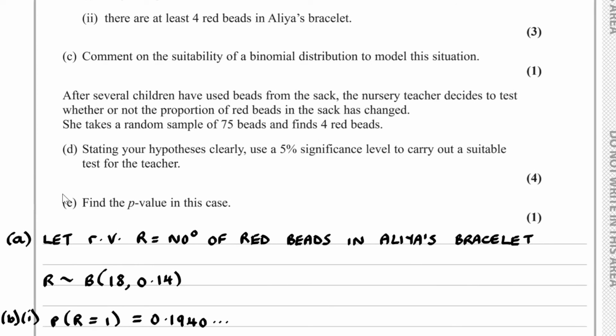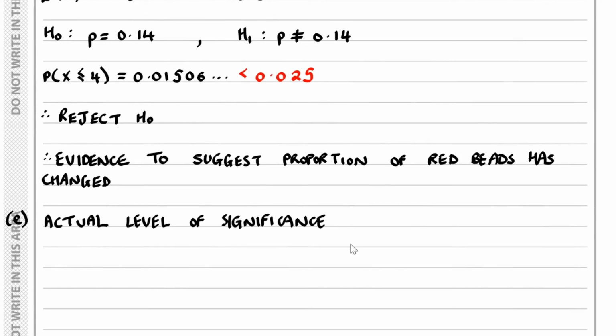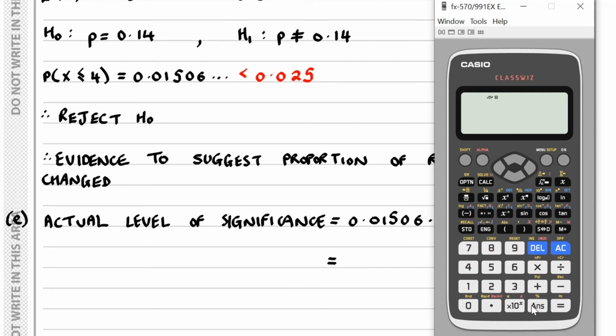Now for part E, we have to find the p-value in this case. In other words, we need to find the actual level of significance. Now that's going to equal the 0.01506 plus 0.01506. We've got a two-tailed test, which is why I add those together like that. So I've got two lots of this, which is 0.03 or 1, etc.